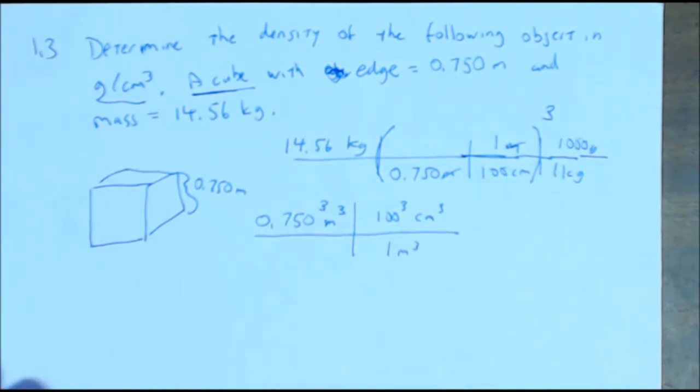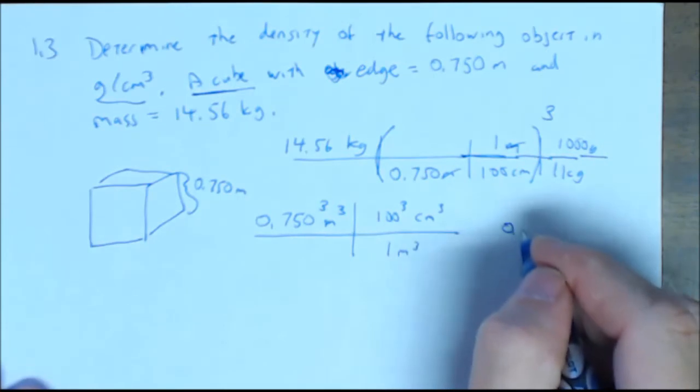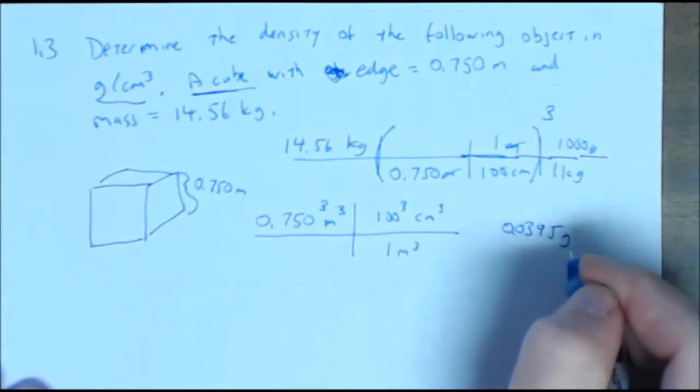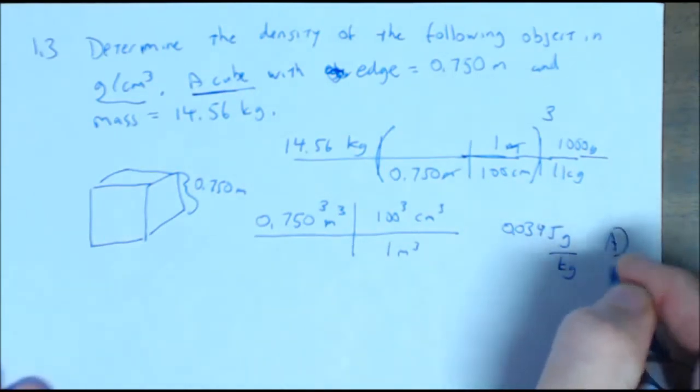So we've got 14.56 times 1,000 divided by 0.75 times 100, and I'm going to cube this value. And what I'm left with is 0.0345 grams per kilogram. All right, and that just happens to be answer A.